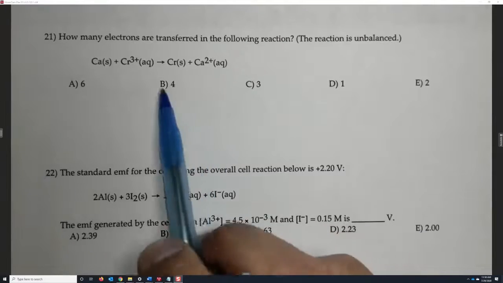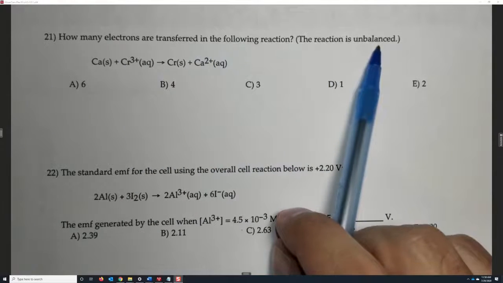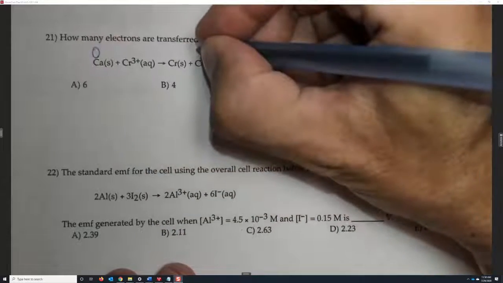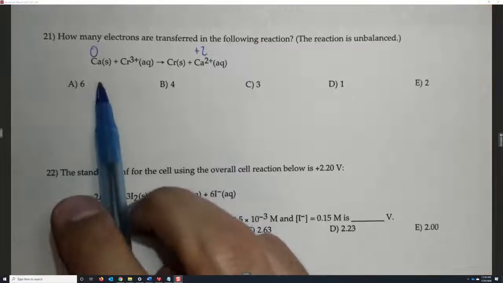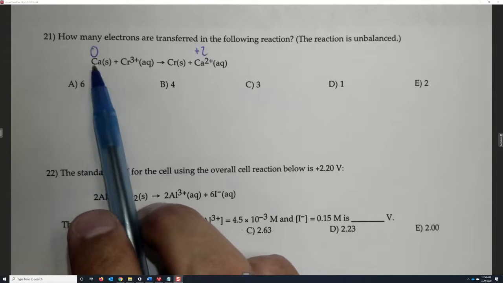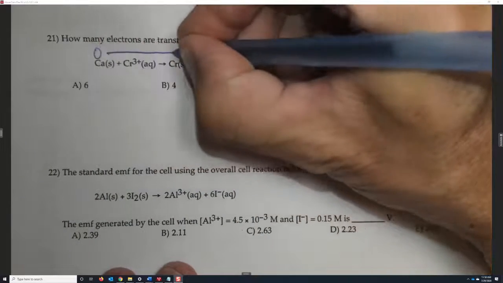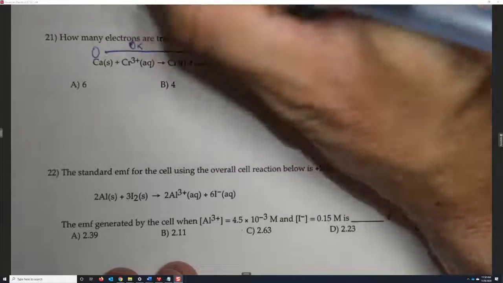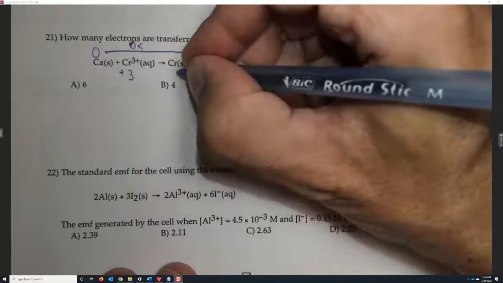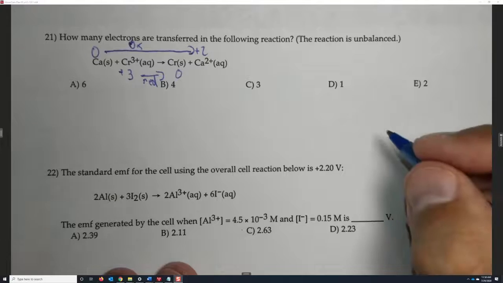Number 21 says, how many electrons are transferred in the following reaction? And it says the reaction is unbalanced. So here we have calcium going from 0 to +2. These are just metals, so it makes it a more straightforward example. Since calcium is going from 0 to +2, it is losing electrons and it is undergoing oxidation. Chromium is going from +3 to 0, it's gaining electrons, so it's undergoing reduction.